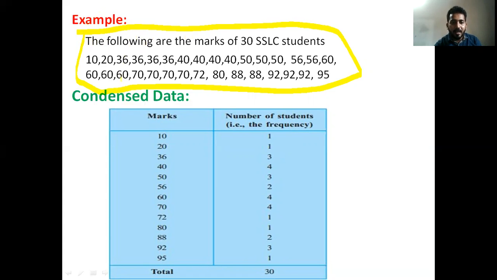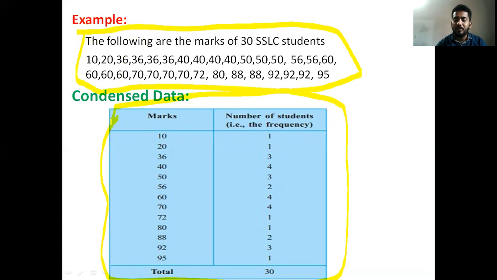So when I condense the same data using tabular columns like this, it looks so nice, right? It is in a standard form. Whenever I present a large volume of data using a table or graph, it looks very standard, and it helps the reader understand the information in the easiest way. That is what condensation or simplification of the size of the data means.